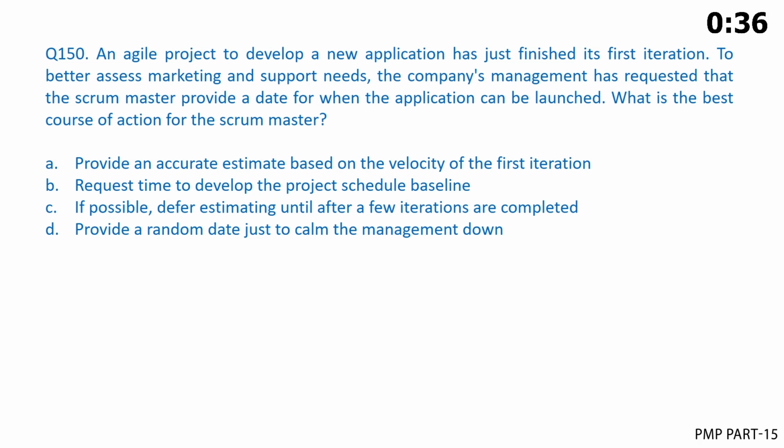A. Provide an accurate estimate based on the velocity of the first iteration. B. Request time to develop the project schedule baseline. C. If possible, defer estimating until after a few iterations are completed. D. Provide a random date just to calm the management down.